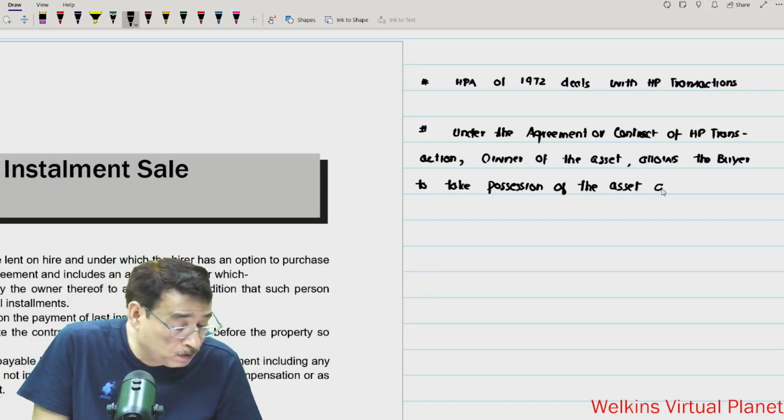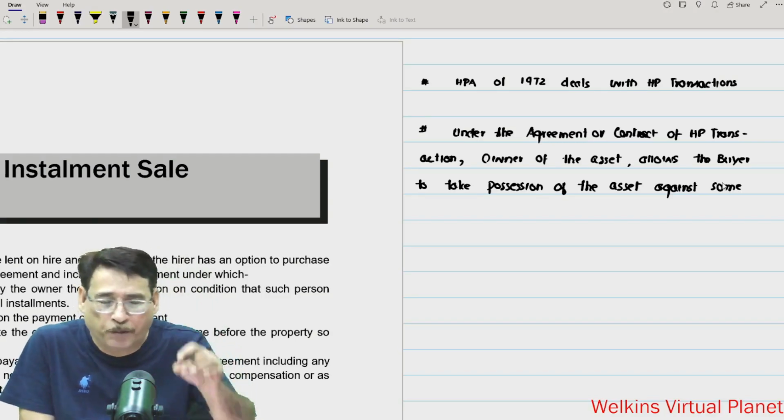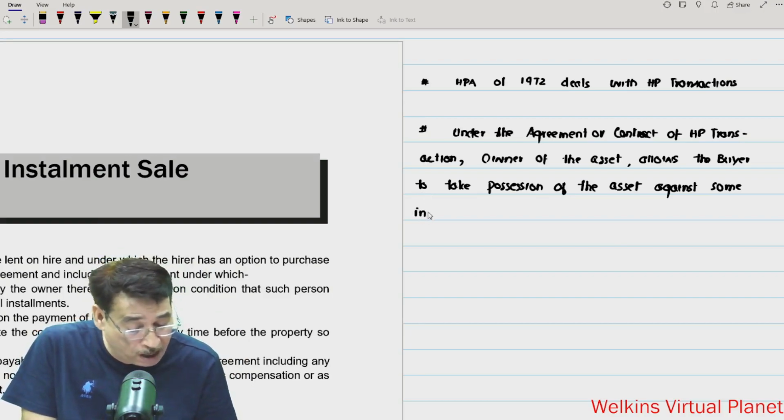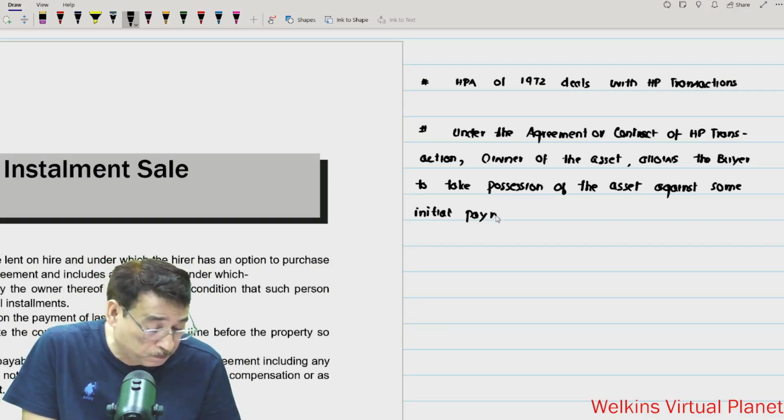against some initial payment. Initial payment means payment at the time of purchase.